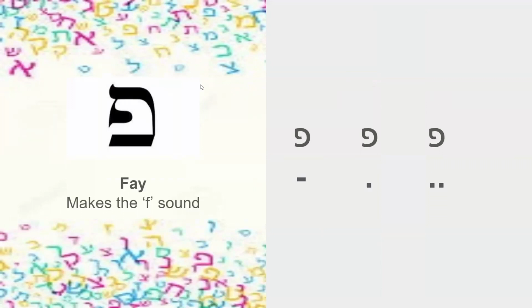Fay makes the F sound. Pay and fay look pretty similar, except that fay does not have a dot. I used my Hebrew keyboard to write it out. If you have a Hebrew keyboard, this is what it would look like. So it doesn't look like the bold or the modern letters. Practicing fay with our vowels here. Fa, fi, fay. Making that F sound to form a Hebrew word.